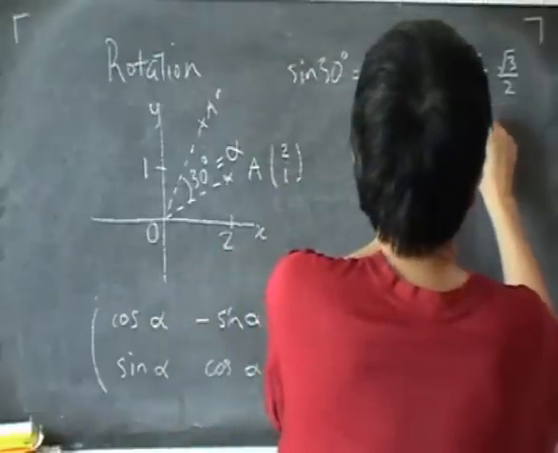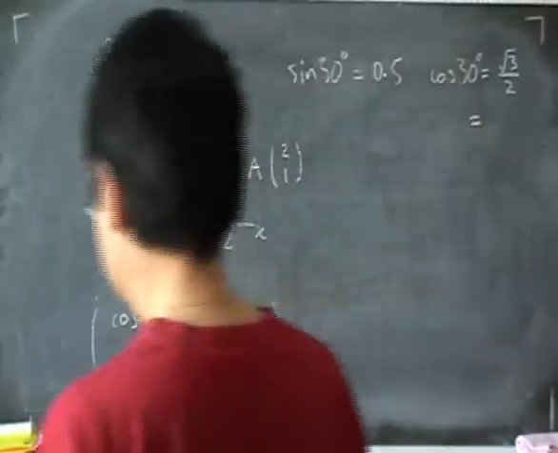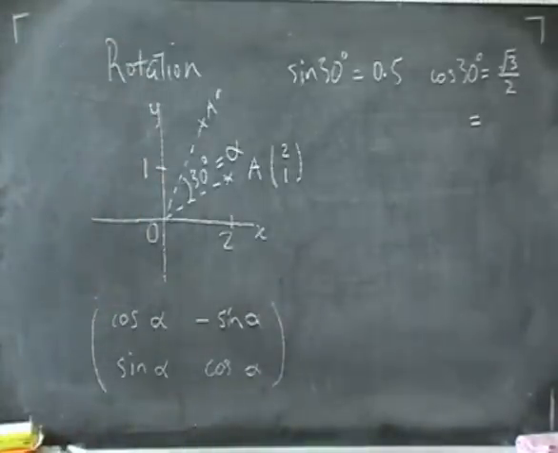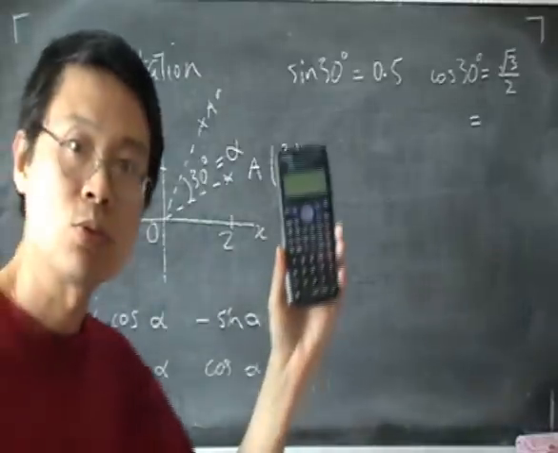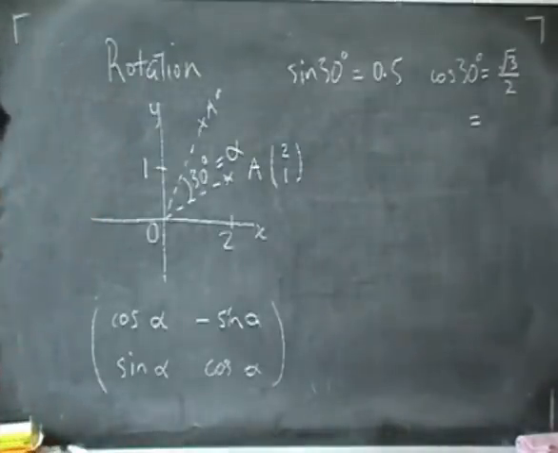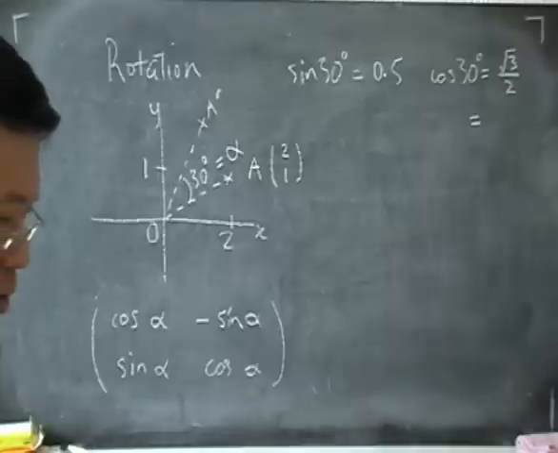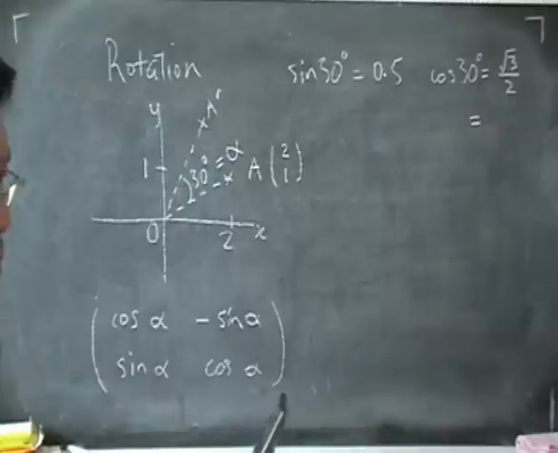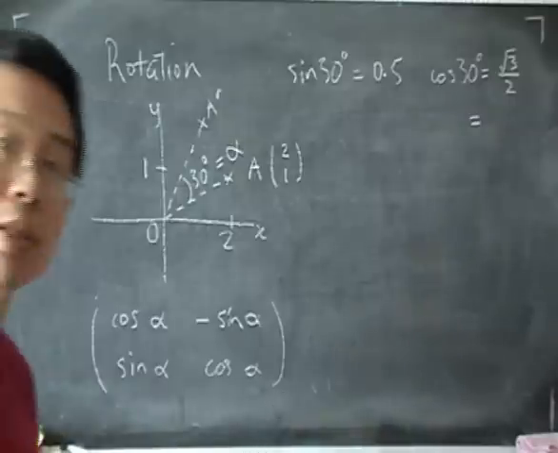Now since I need to do some actual calculations, I shall use my calculator to find the answer to this. I'll just whip out my calculator and find the answer. I'll press cosine 30 is equal to 0.8660.